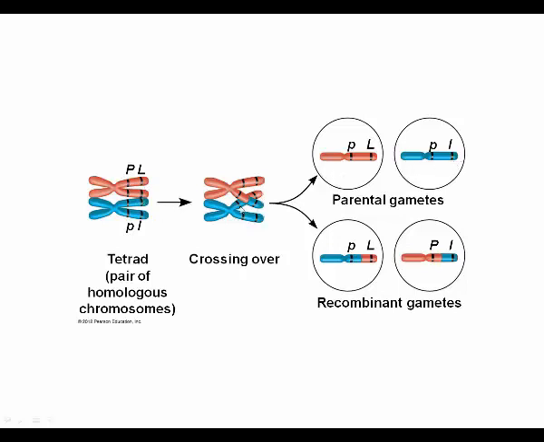However, this crossover event is rare. Crossing over is less common than no crossing over, and so these gametes will appear in greater numbers than these gametes. These will appear at roughly the same amount, but they will definitely be in larger numbers than the recombinant types.